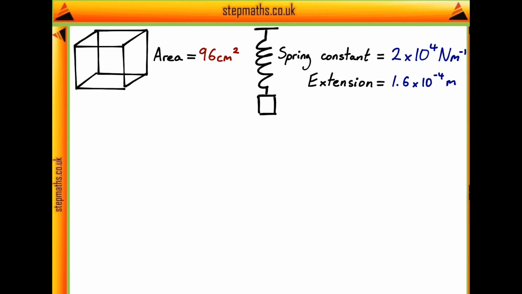So, to answer this question, we should go ahead and think about the variables which we're asked to find. So, first, we're asked to find the density of the cube. Now, what's the density of an object given by? Well, it's given by its mass divided by its volume.